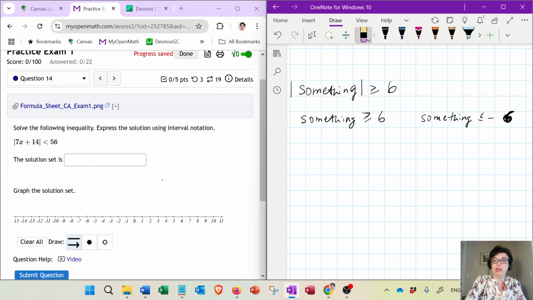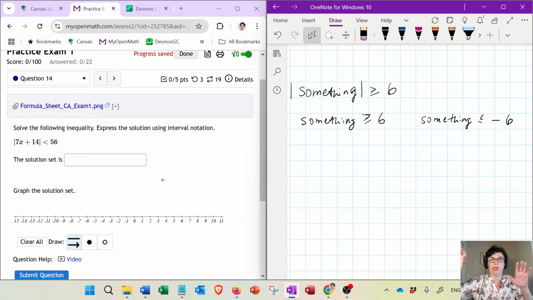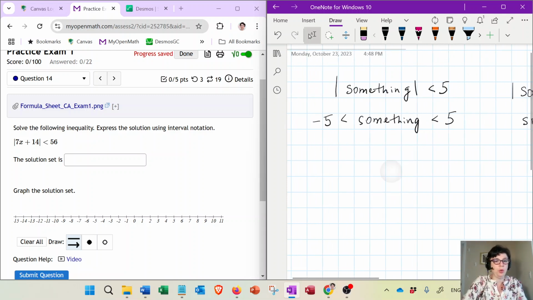Okay, so that did not come out very well. So that's going to be that something is less than or equal to negative 6. So you're looking at the tails, either higher than 6 or less than negative 6. Now, what type of inequality do we have? It looks like we have the first type.